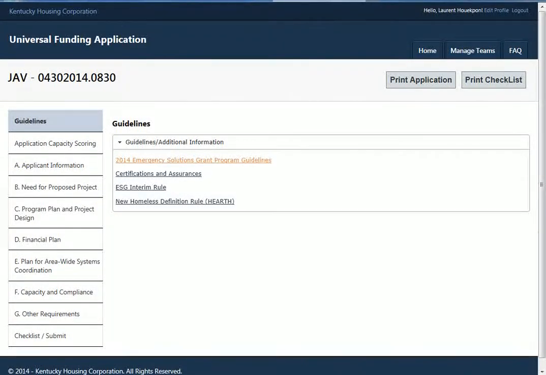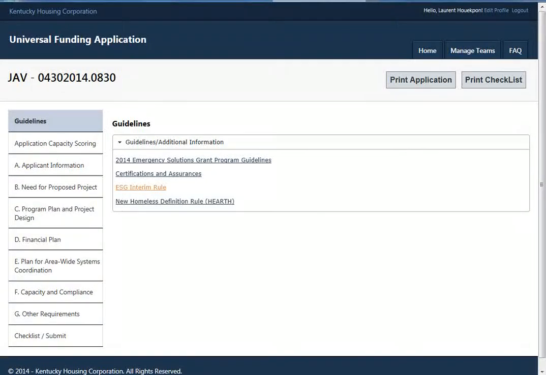When applying for the 2014 Emergency Solutions Grant Funds, commonly referred to as ESG, it is imperative that you first read and become familiar with the program guidelines. By no means are the program guidelines intended to replace the information in the ESG Interim Rule. The Interim Rule is also accessible in the application.